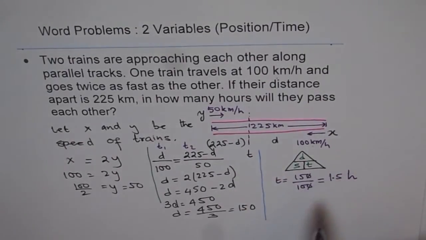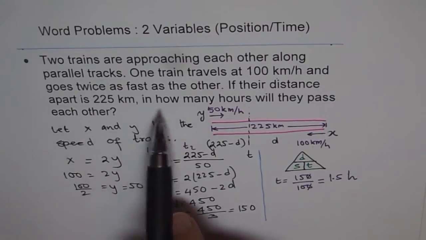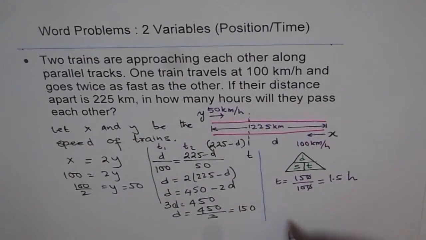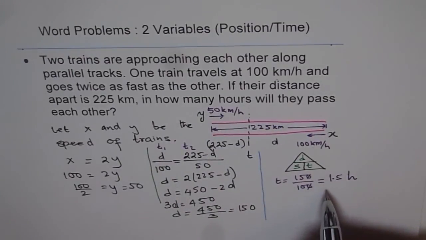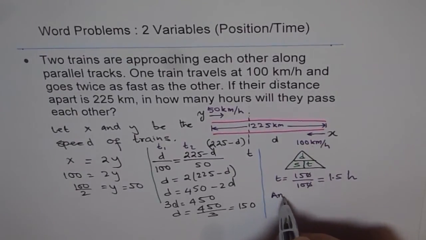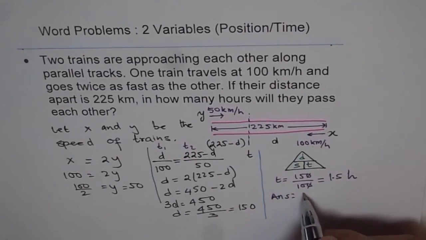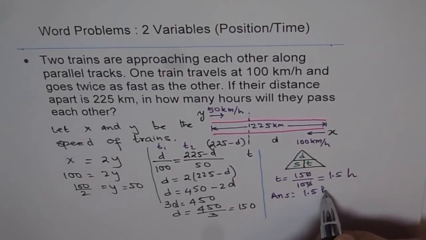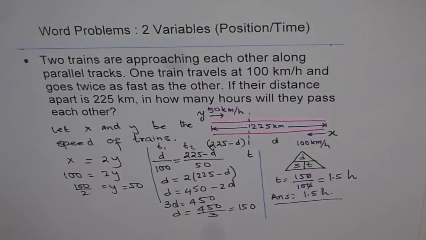Do you understand? That is how we can solve this question, right? So if their distance apart is 225, in how many hours will they pass each other? So they will pass each other in 1.5 hours, right? So therefore our answer says they will pass each other in 1.5 hours. So that is how we are going to solve it, correct?